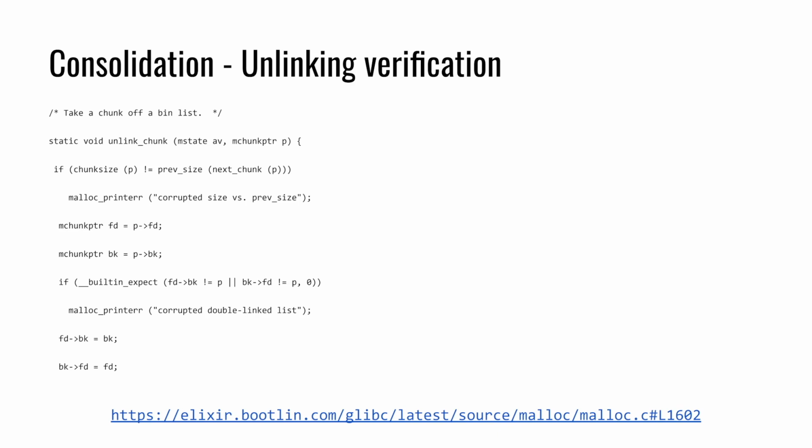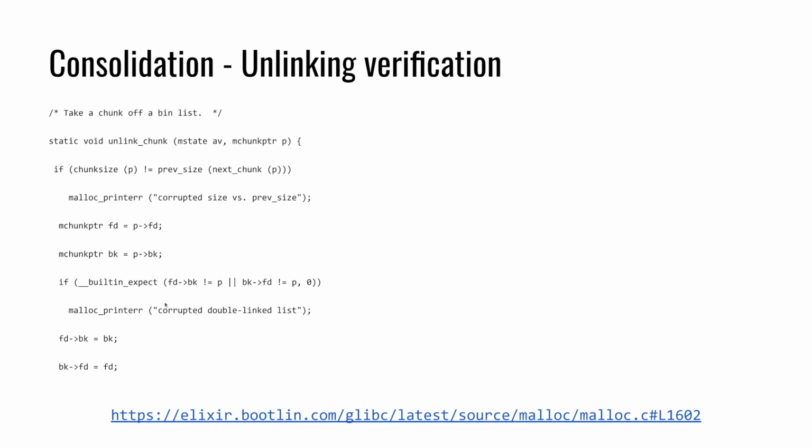Now, we'll take a deeper look at this a little bit later, but it's definitely worth mentioning right now that we see there are checks here to make sure that these values are correct. We take a quick look at this first check up here. There is a check that ensures the chunk size of the chunk that is being removed or unlinked, which is P, if this does not equal the previous size of the next chunk, then there's a problem. We've corrupted the size. And that makes some sense, right? The size of the current chunk should equal the previous size of the next chunk in contiguous memory.